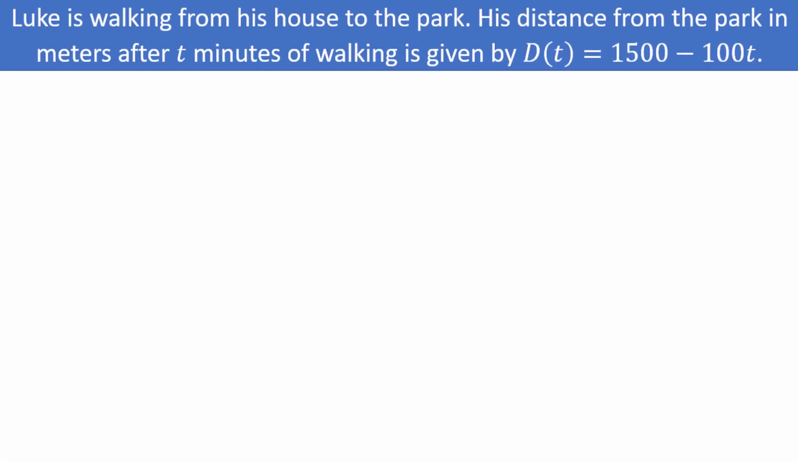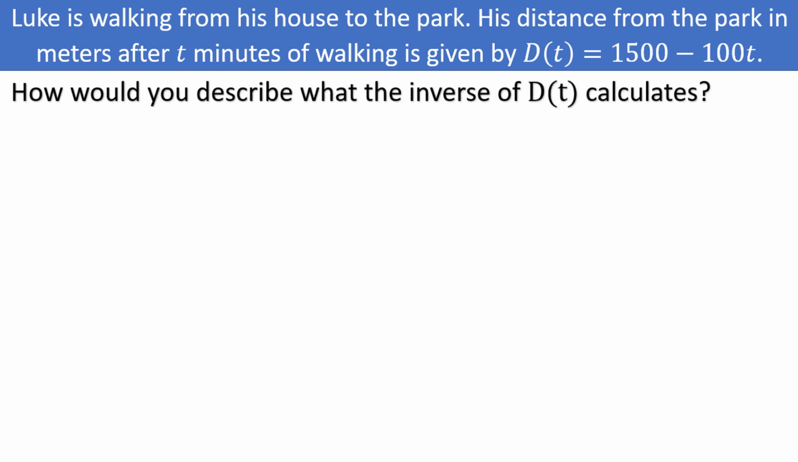Okay, let's try a word problem involving inverses. Say Luke is walking from his home to the park. His distance from the park in meters after t minutes of walking is given by d of t is equal to 1,500 minus 100t. How would you describe what the inverse of d of t calculates?